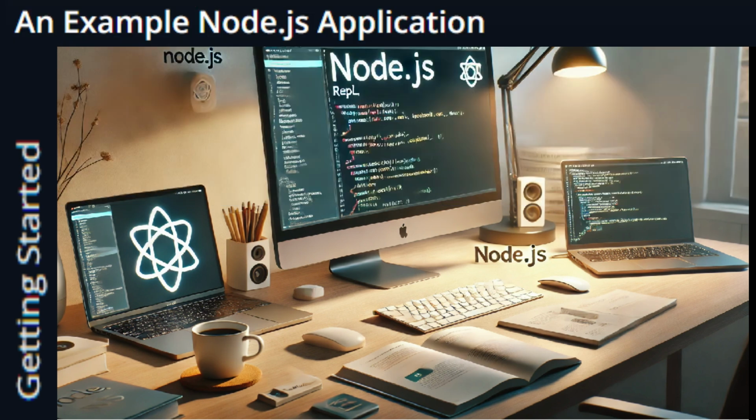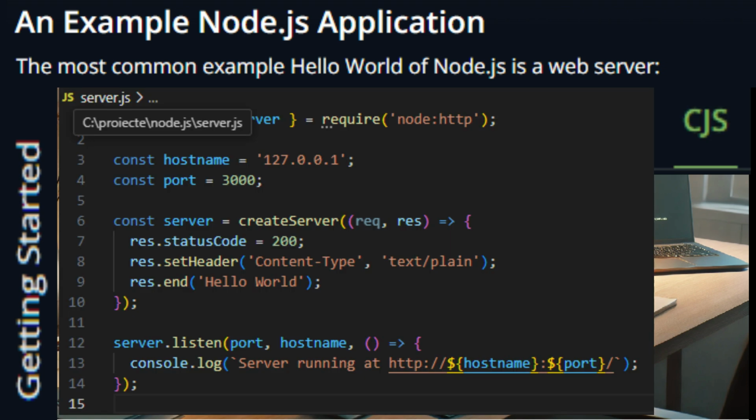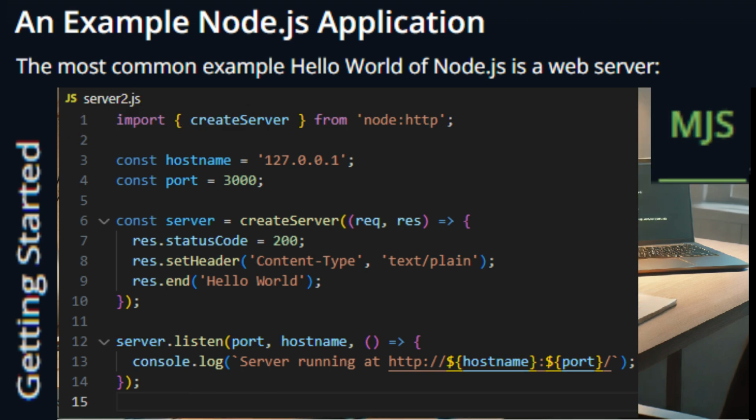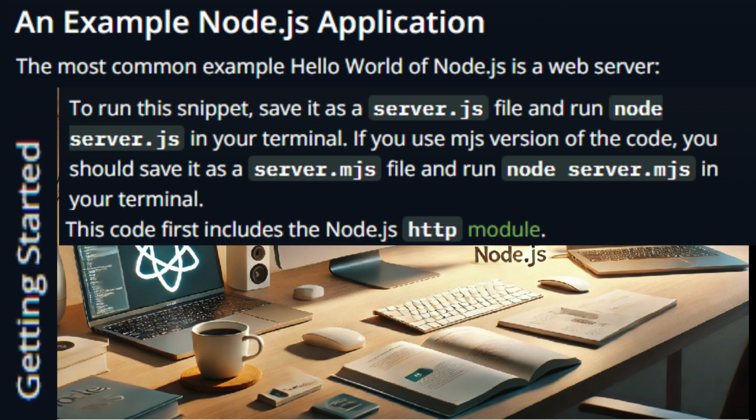An example Node.js application. The most common example, Hello World of Node.js, is a web server. To run this snippet, save it as a server.js file and run node server.js in your terminal. If you use the MJS version of the code, you should save it as a server.mjs file and run node server.mjs in your terminal. This code first includes the Node.js HTTP module.